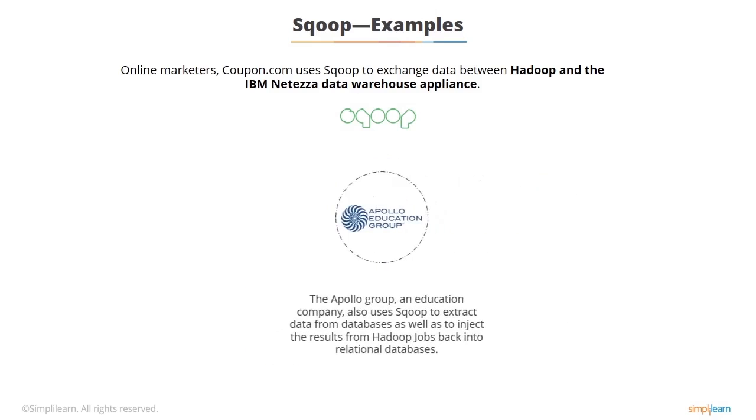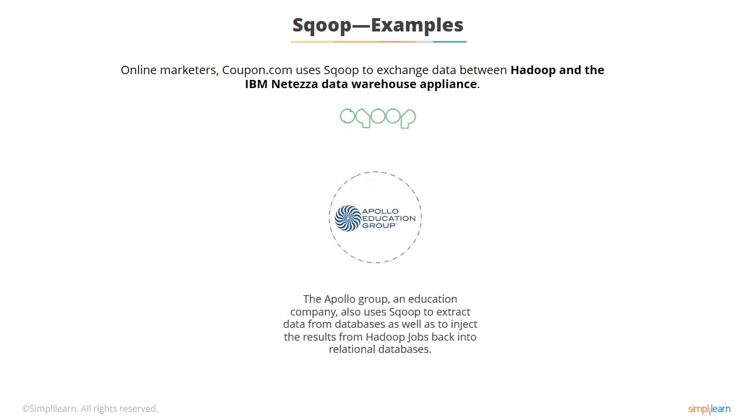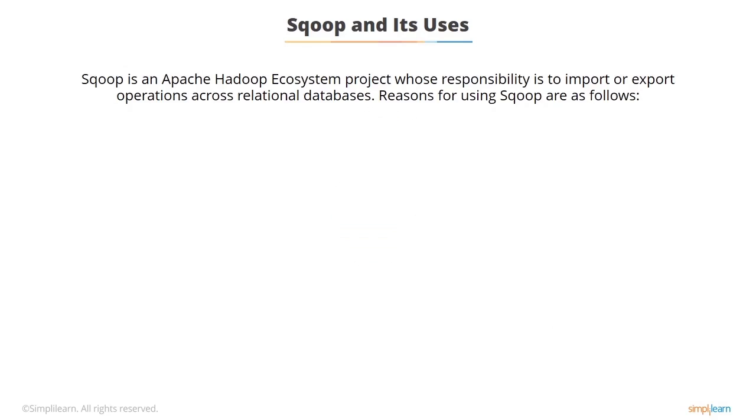The Apollo Group, an education company, also uses Sqoop to extract data from databases, as well as to inject the results from Hadoop jobs back into relational databases. Sqoop is an Apache Hadoop ecosystem project. Its responsibility is to import or export operations across relational databases like MySQL, MS SQL, and Oracle to HDFS.